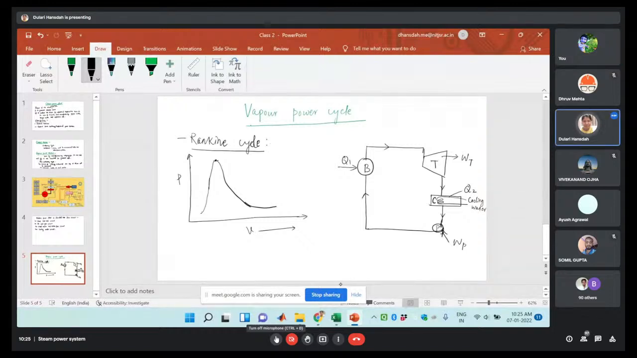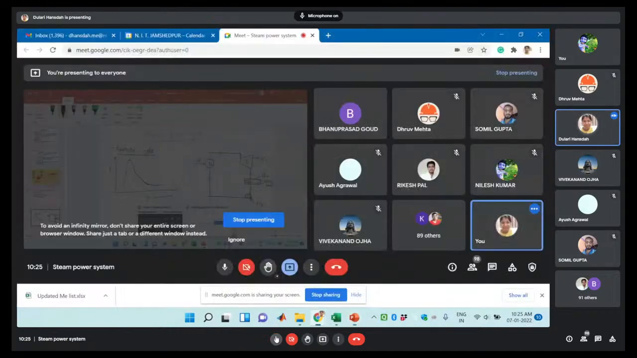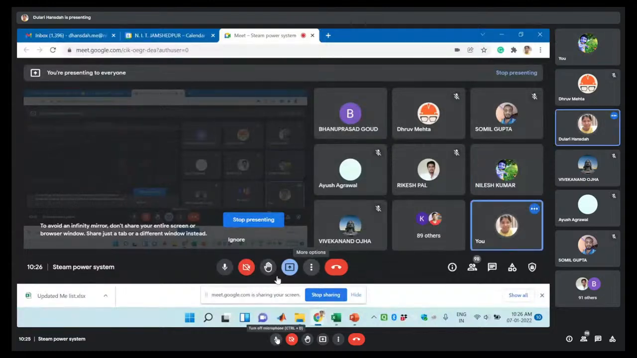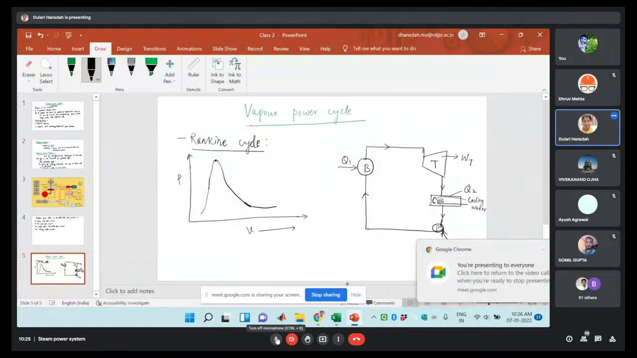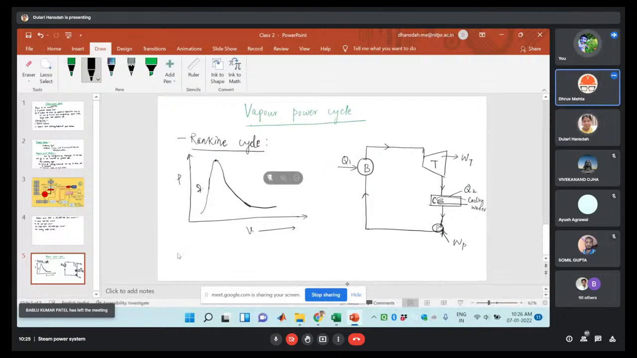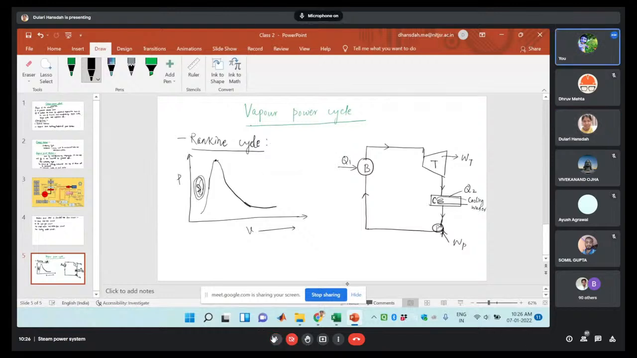Pressure is not visible? No, ma'am. Yes, ma'am, not visible. Don't cheat me. It is not visible on the slide. Okay, fine. Now is it visible? Yes, ma'am, it is visible while writing. Okay, fine. So this question: what is the condition of this substance?